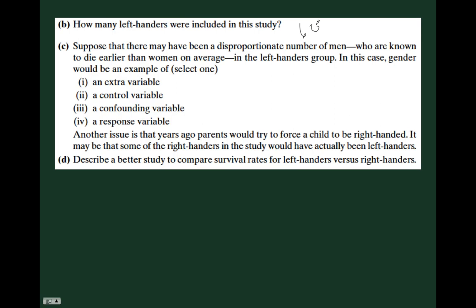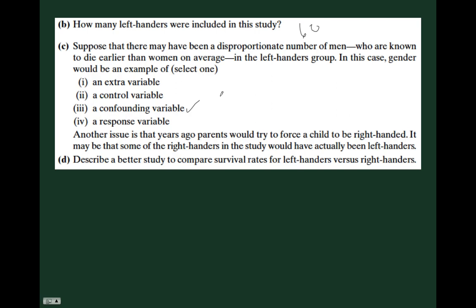So, suppose that there may have been a disproportionate number of men, who are known to die earlier than women on average, in the left-handers group. In this case, gender would be another example of a confounding variable. Another issue is that years ago, parents would try to force a child to be right-handed. It may be that some of the right-handers in the study would have actually been left-handers. And I think this is a really important thing as well.